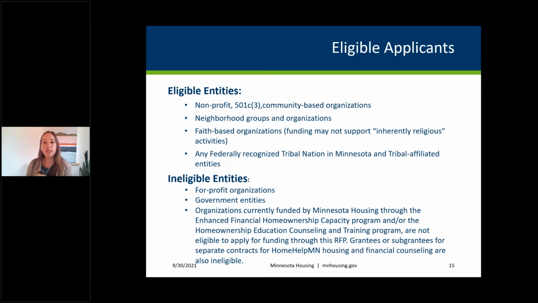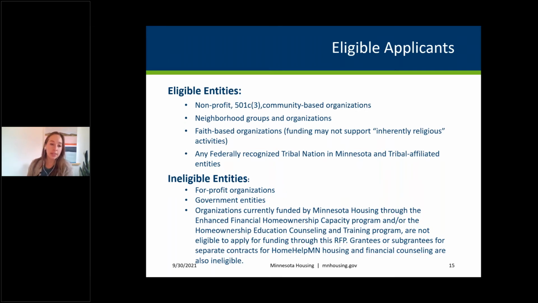However, just note the funding can't be used to support inherently religious activity. So we couldn't support a religious service, but the faith-based organization could hold an information session or engagement session for homeowners. And then also any federally recognized tribal nations in Minnesota and tribal affiliated entities.